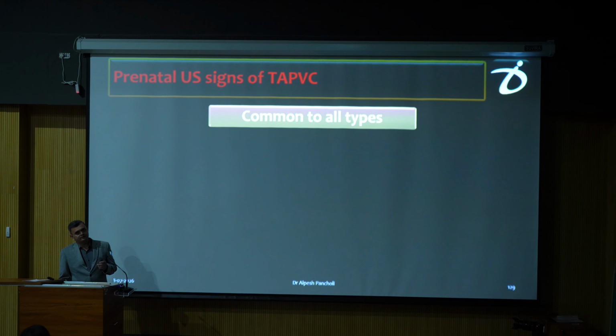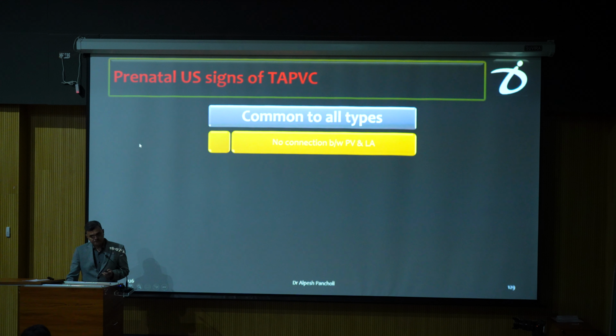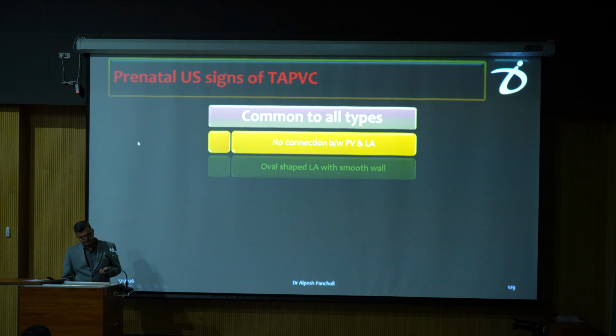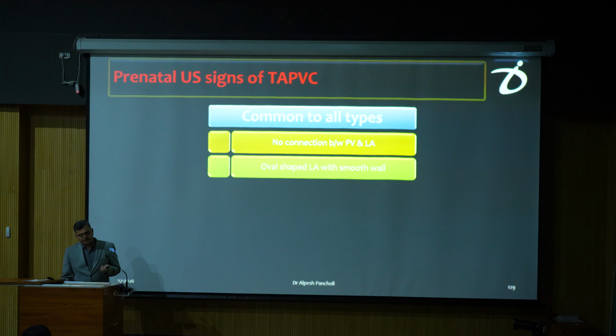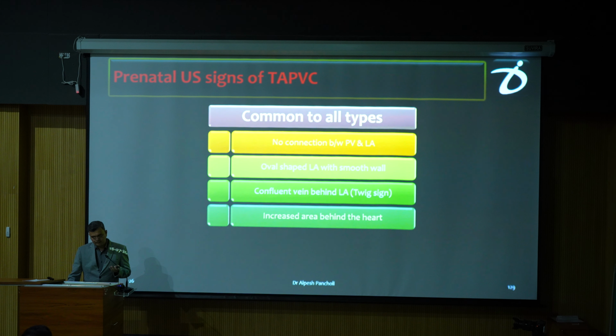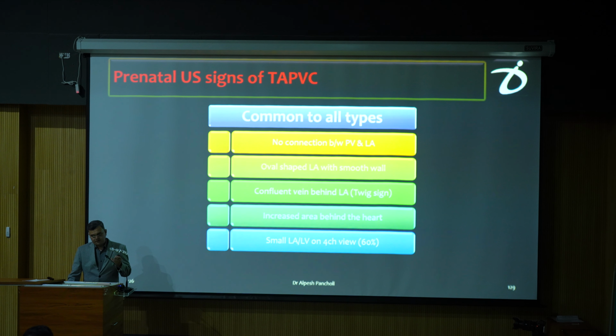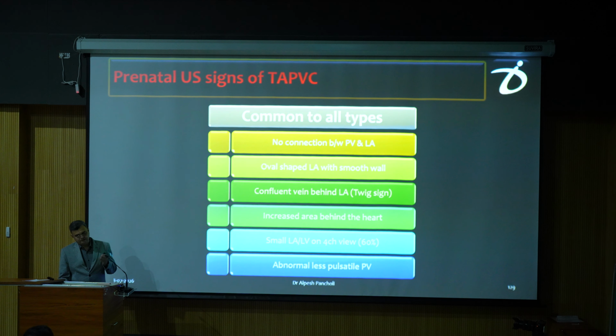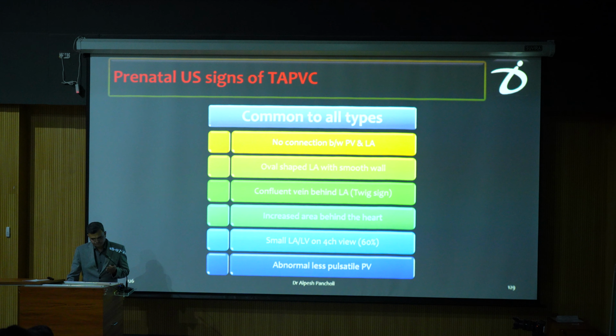So what are the prenatal ultrasound features of TAPVC? These are the features common to all the types. There is no connection between the pulmonary veins and the left atrium. There is an oval-shaped left atrium with a smooth wall. Normally we have a left atrium with a flat surface, but if it is bald or has a smooth wall, we can suspect that there is a confluent vein behind the left atrium, that is the tweak sign. There is increased area behind the heart, as Mansi said, and a small LA to LV on the 4-chamber view, in 60% of the cases, and there is less pulsatility of the pulmonary vein.